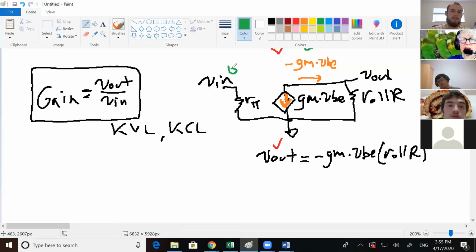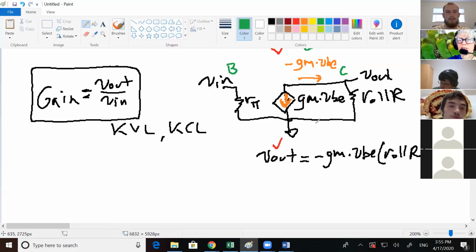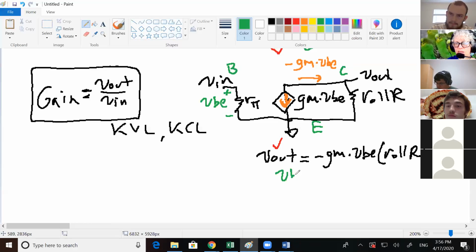But if you remember, this node right here is the base. This node is the collector. This node is the emitter. So what's this voltage right here? VBE. So VBE equals VN. Exactly.